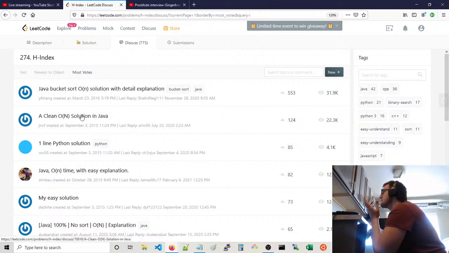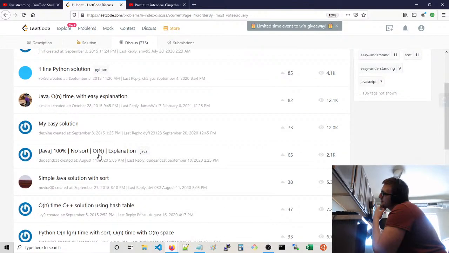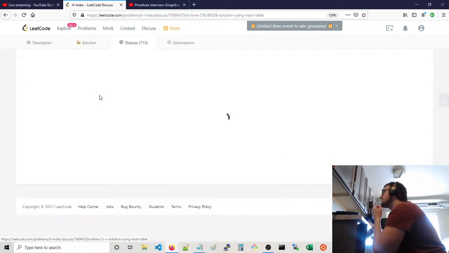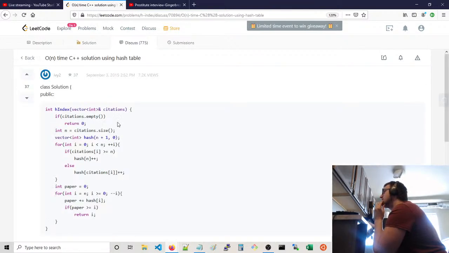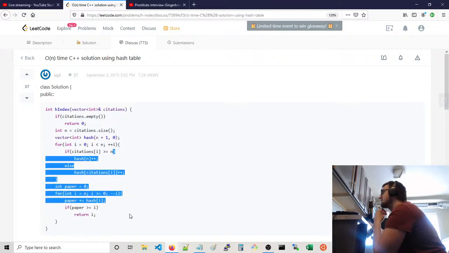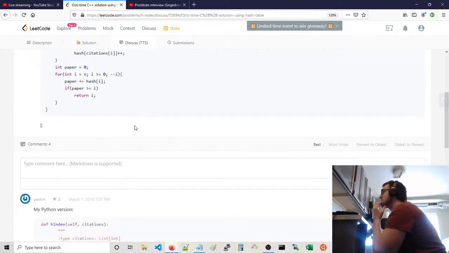Bucket sort. Come on, that's clean Java. Bucket sort's still sorting, right? No sort. Using a hash table. What? No way. I don't believe you. Really? I feel like a dummy now if I hadn't figured this out. I was like, there's gotta be a way to do this.